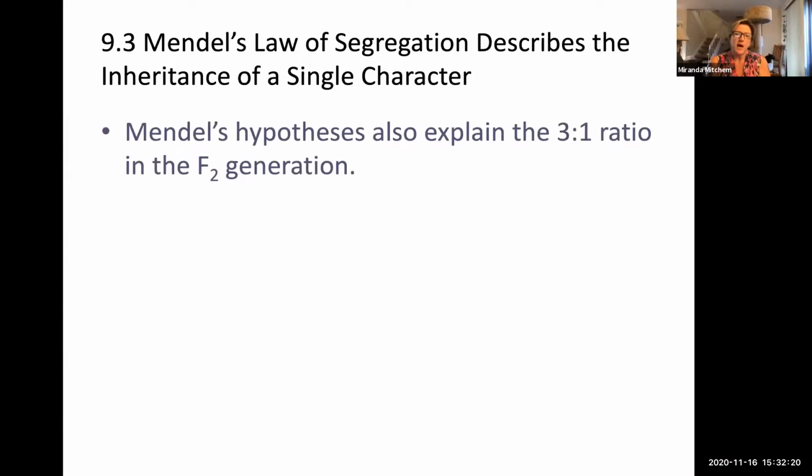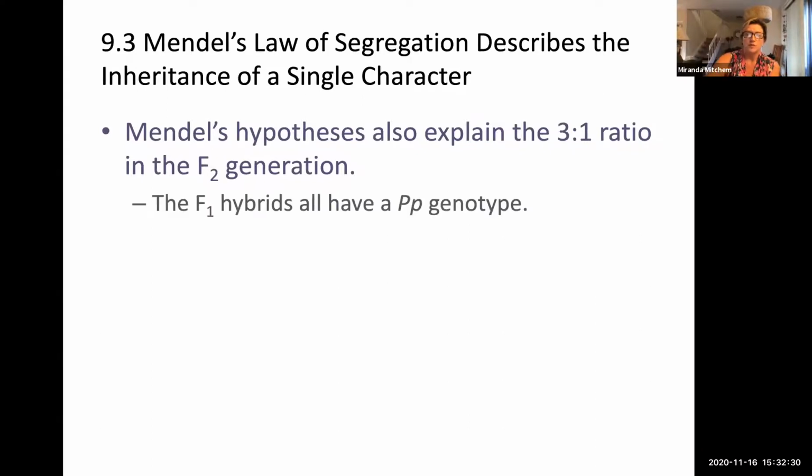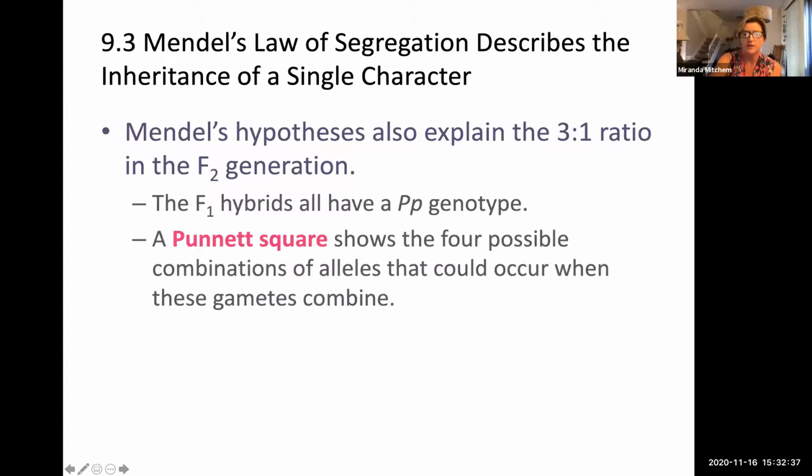So Mendel's hypothesis does explain the ratio that he saw in the F2, that 3:1 ratio. We take our F1 with the heterozygous genotype and cross it with another F1, and then we see that characteristic pattern that we looked at. Our Punnett square is a way that we can show the different possibilities of allele combinations that could occur when the gametes come together.